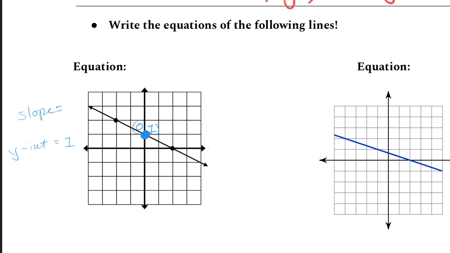Now the slope is going to be, let's take this point and then our y-intercept, and let's see. We go down 1, then we go over 2. So if we go down 1, it's going to be a negative 1. Then if we go over 2, we'll just do 2. So we have a slope of negative 1 over 2. So we'll write the equation for that. Y equals negative 1 over 2 x plus 1.